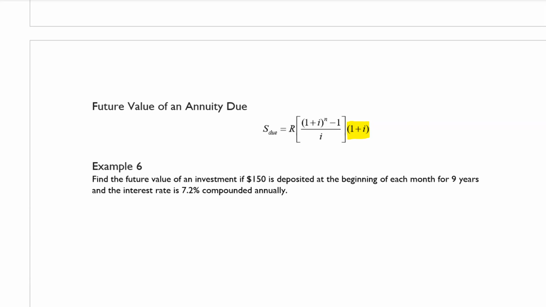Now again, just as a quick refresher, if we are talking about annuities, there are two types of annuities. There are the ordinary annuities, and there are the annuities due.